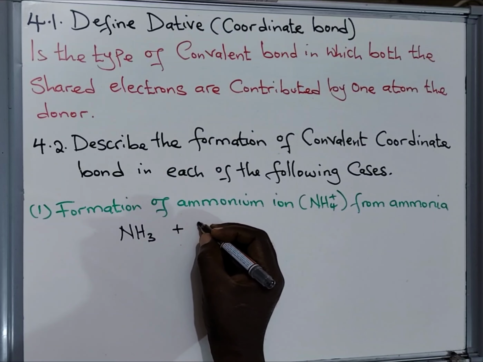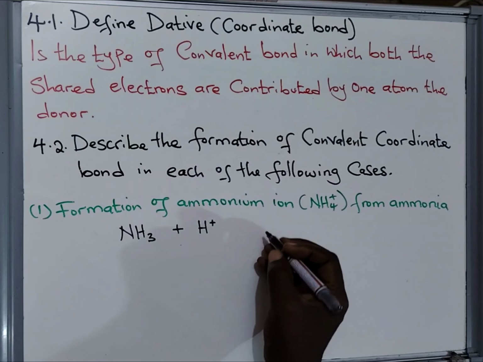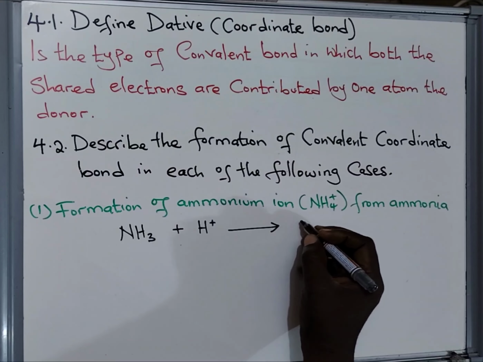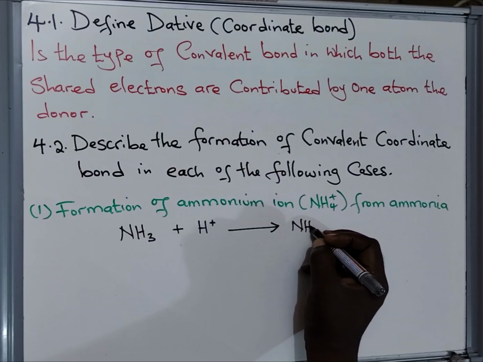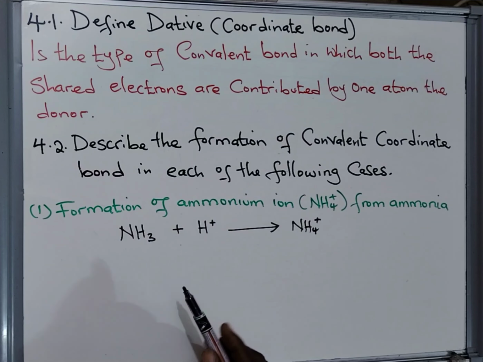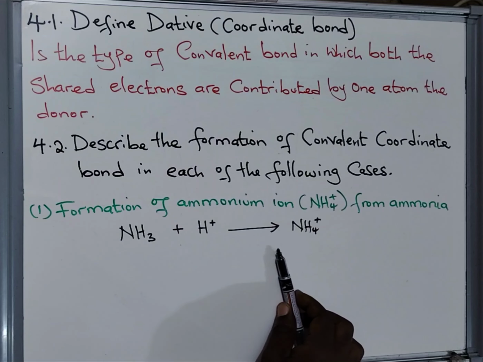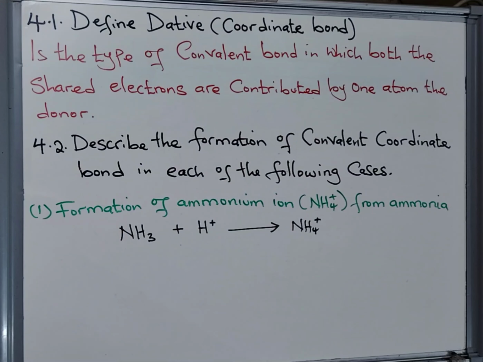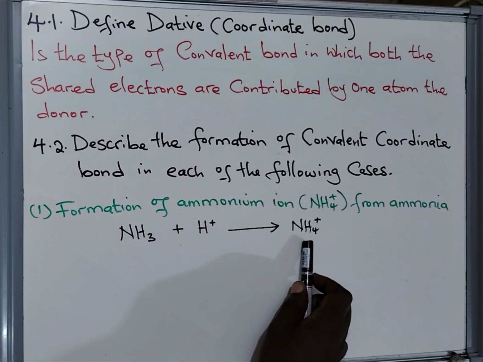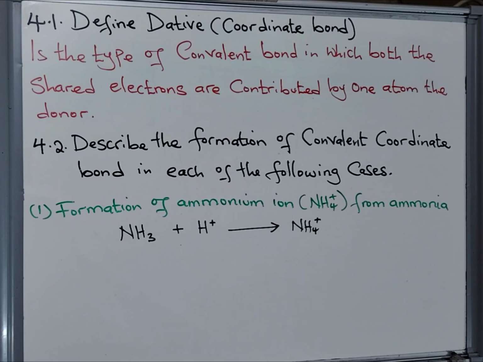And this one tends to react with hydrogen ions to give you NH4 ion. Now, this reaction involves coordinate bonding. The hydrogen ion is attached to ammonia by coordinate bond. Let us analyze it and we see what happens actually.